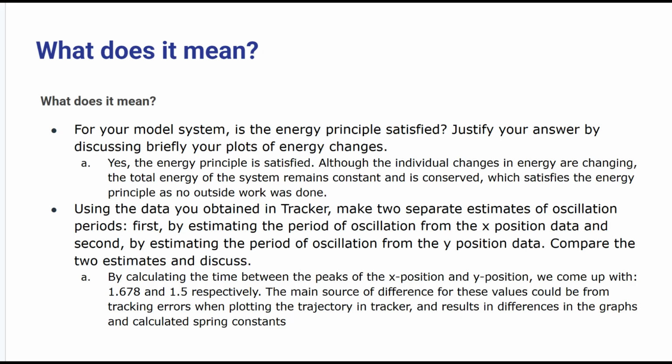And using the data that we obtained in Tracker, I took the average of three different periods that I calculated using the graphs from Tracker of the x and y positions. We come up with 1.678 seconds and 1.5 seconds for the x and y positions respectively. They're a little different, right? The main source of difference from these values could be tracking errors when plotting the trajectory, and that would change the graphs and then the calculated spring constant as well.